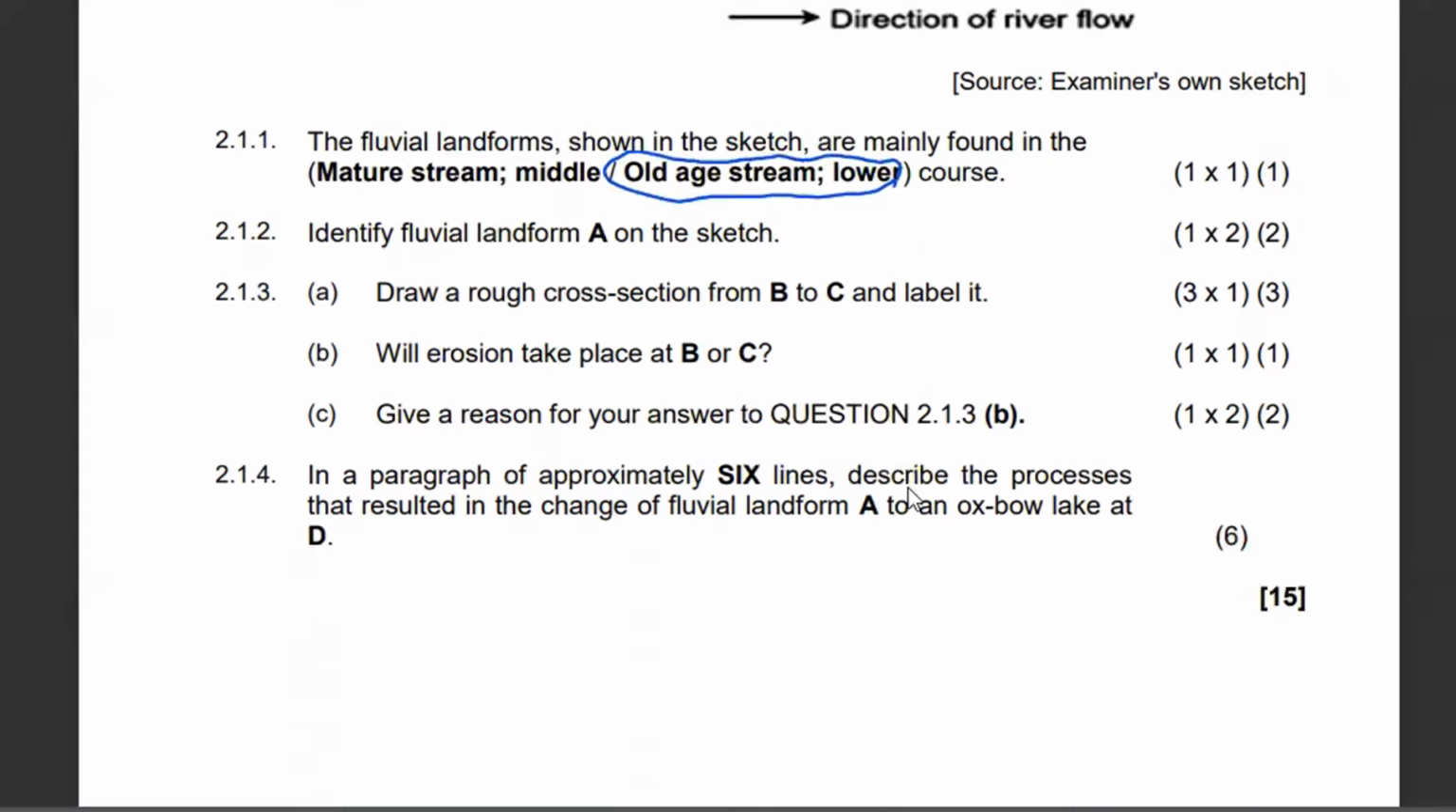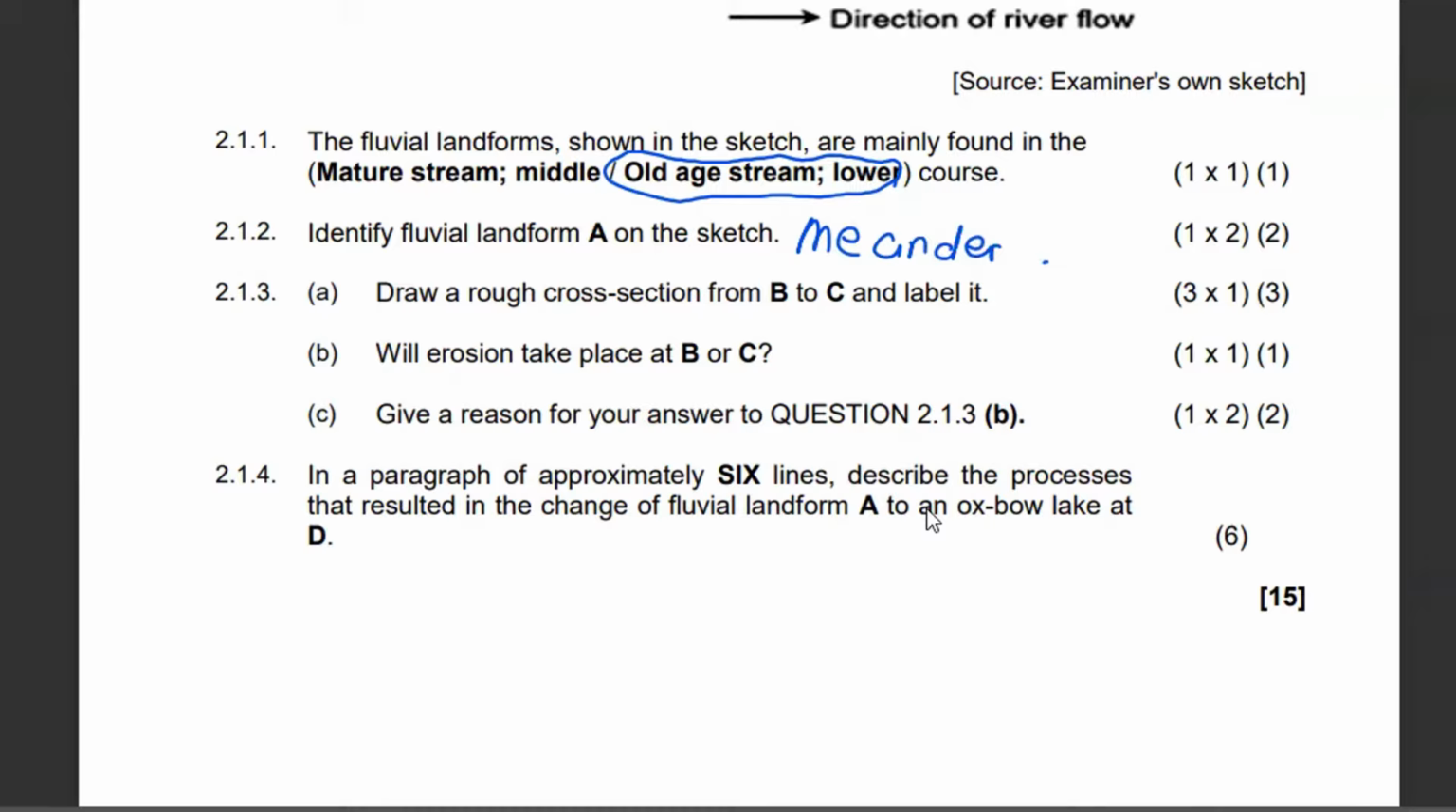Right. So then 2.1.2, identify fluvial landform A on the sketch map. Right. So here, you identify fluvial landform A on the sketch map. So the fluvial landform A on the sketch map is the meander, all right? Here it is the meander.